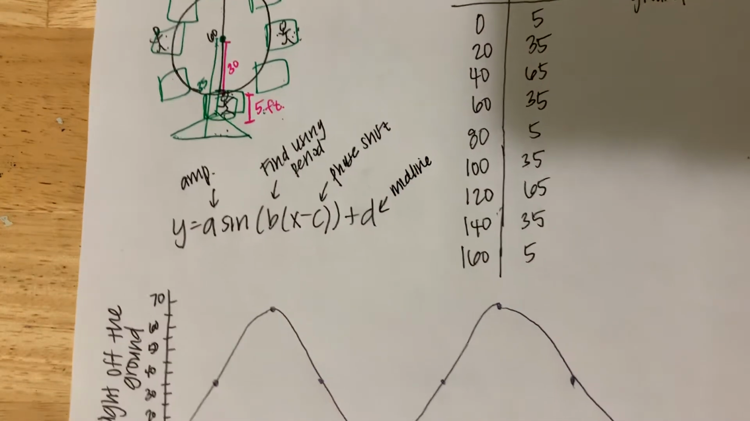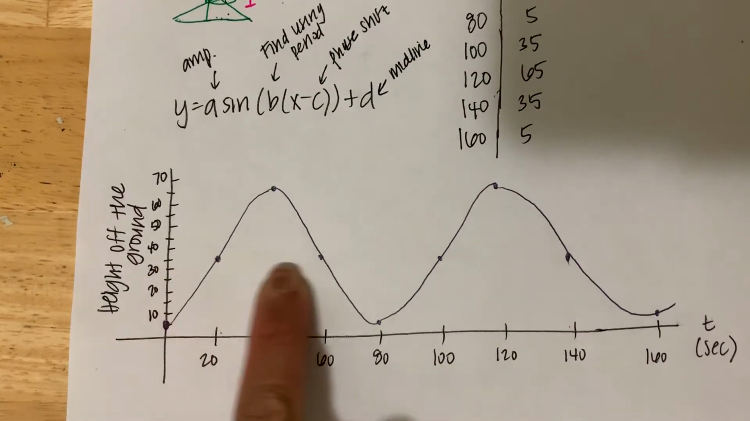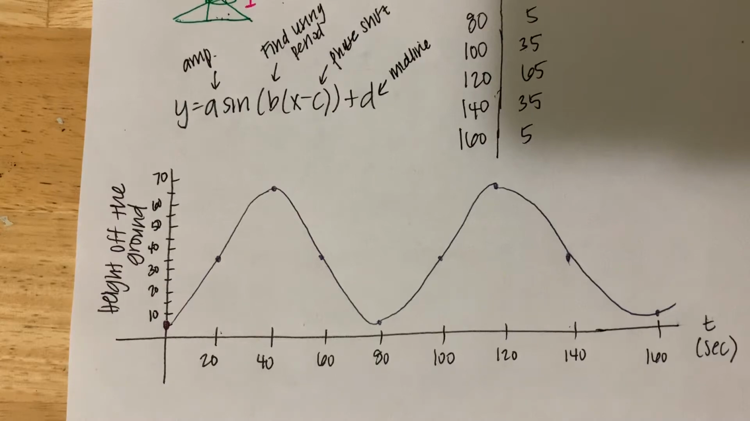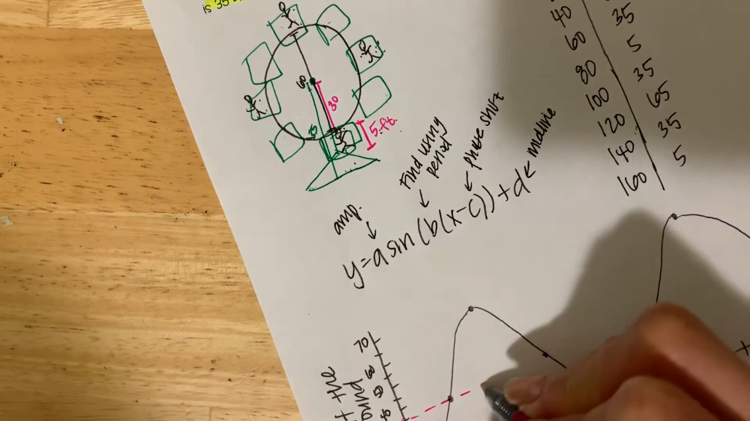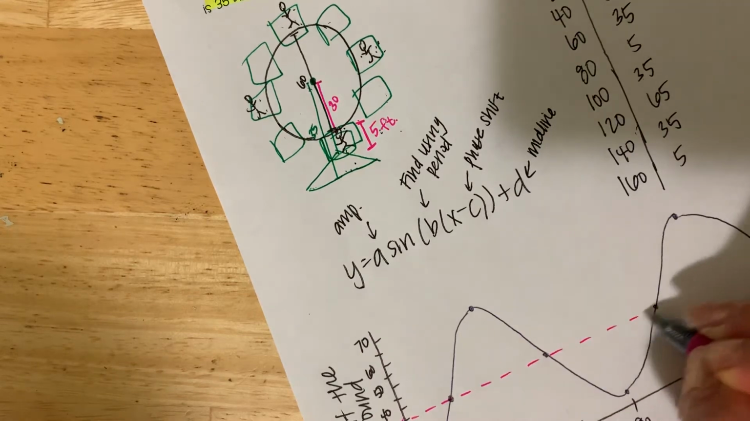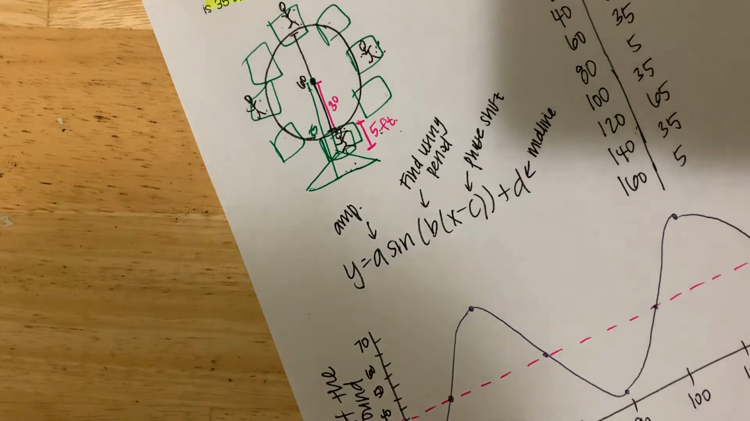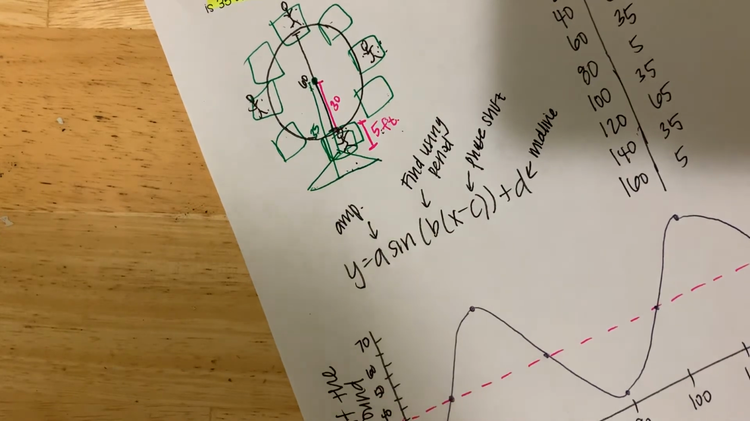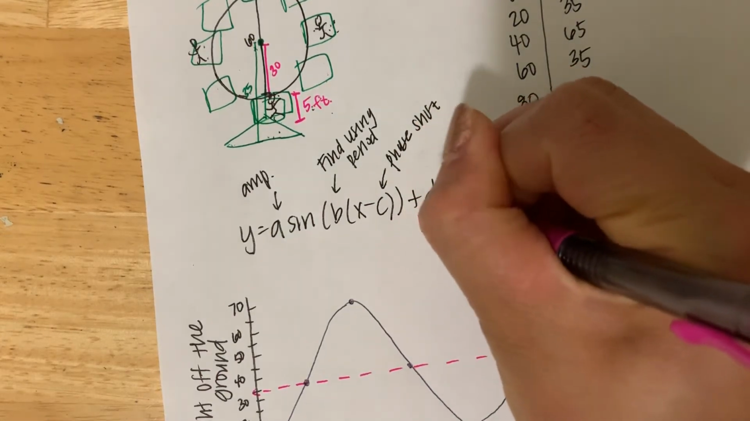I always like starting off with the midline. I think that's easiest. So I feel like here the midline is right in the center of our graph. So I'm going to go ahead and draw a horizontal line there. We can see that our midline is at 35. So that means d equals 35.